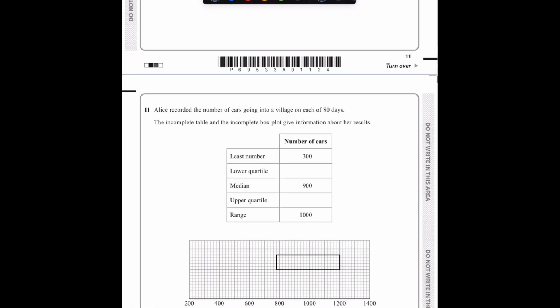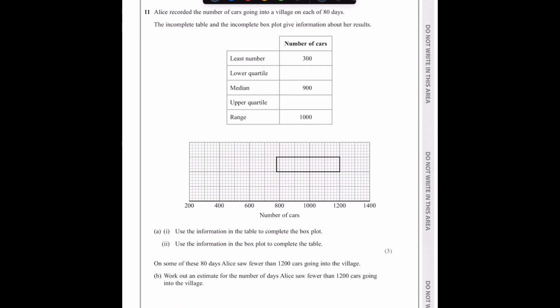Moving on to question 11 now. Question 11 is a box plot question. So it says, Alice recorded the number of cars going into a village on each of 80 days. The incomplete table and the incomplete box plot gives information about her results. And we're given a partially filled out table and a partially drawn box plot. So part A says, use the information in the table to complete the box plot.